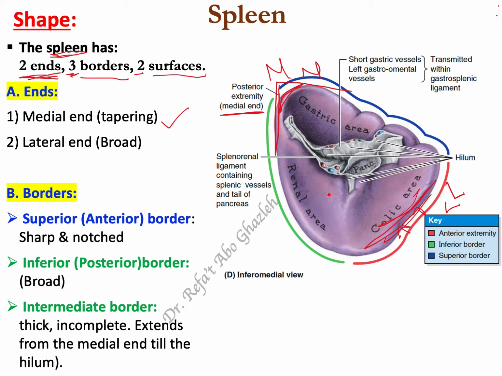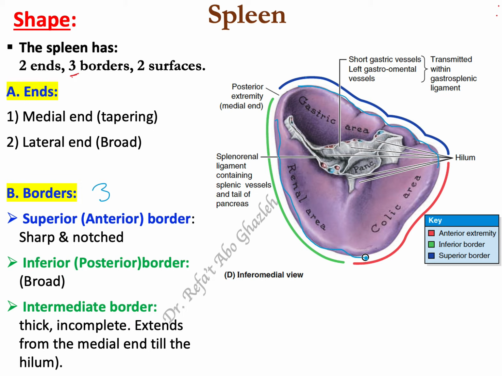Now, what else? Let me erase these. The spleen also has three borders. The superior one, that's in the blue color here. This is the superior border, and this is the green one, the inferior border. In between the superior and the inferior, there is an intermediate border, this one, which is incomplete, that extends from the medial end toward the hilum. This is the hilum of the spleen.